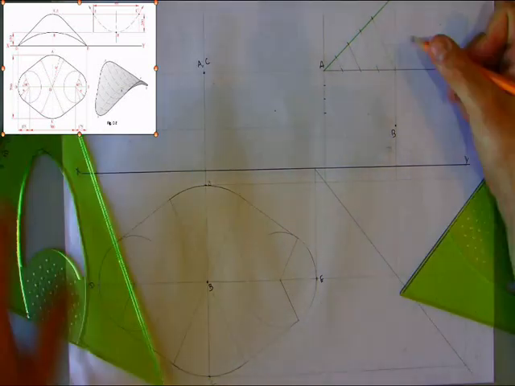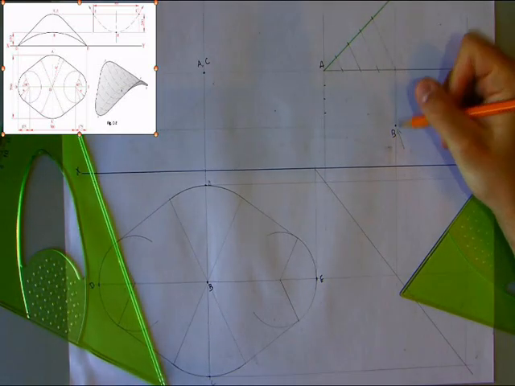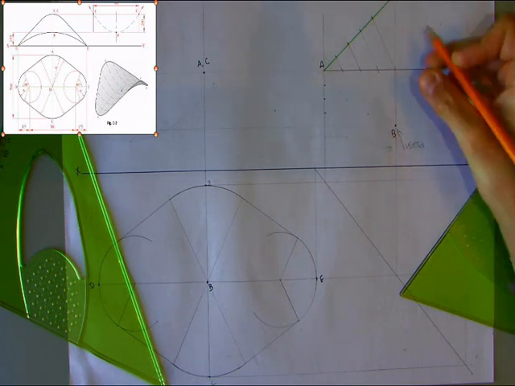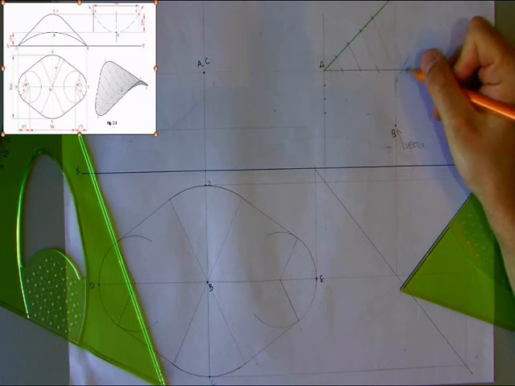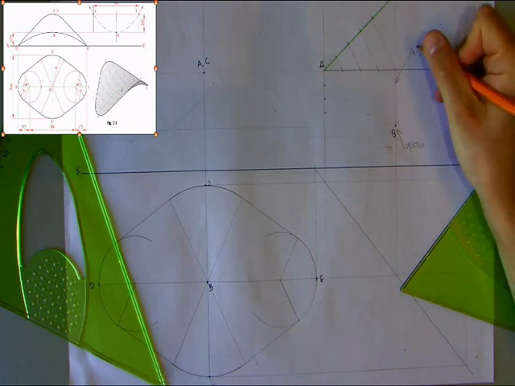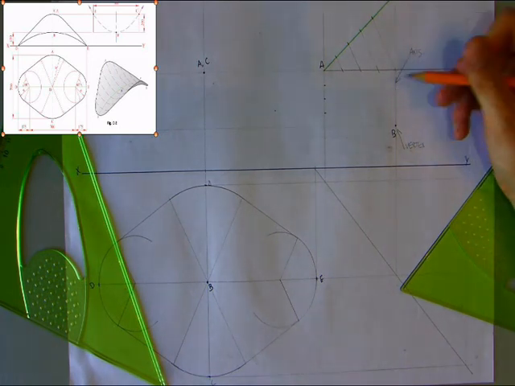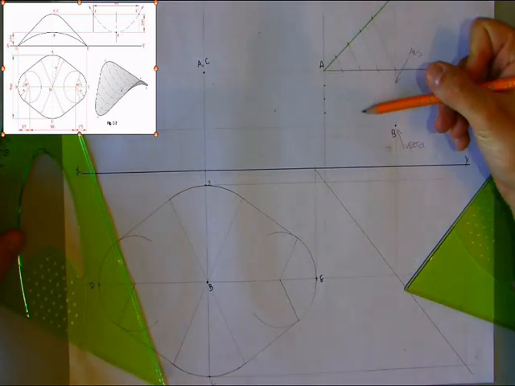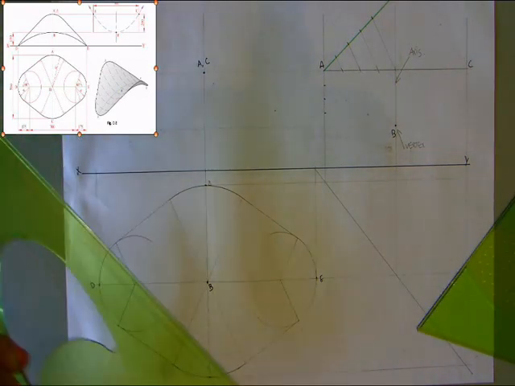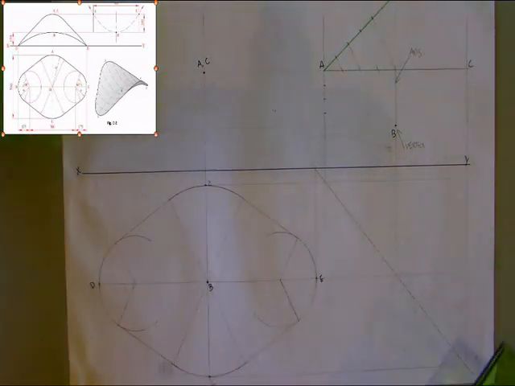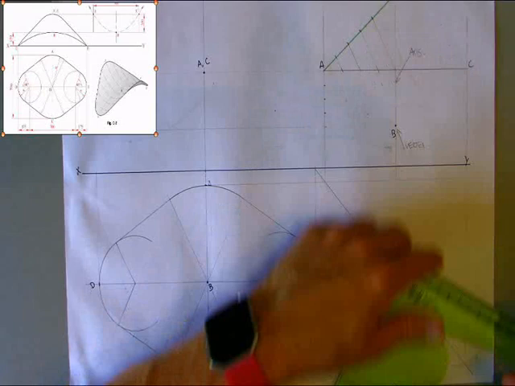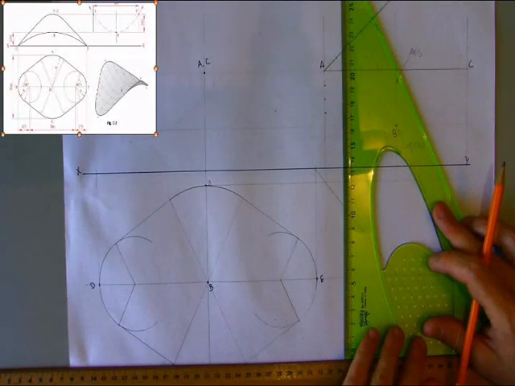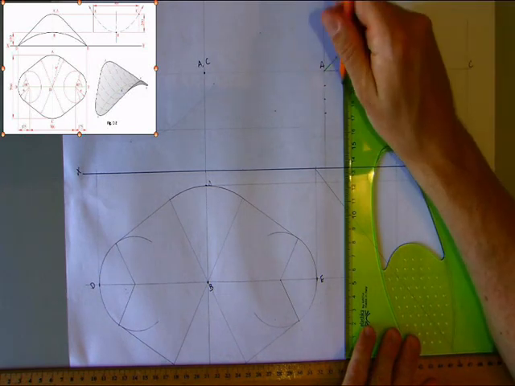Now, on this we have B, which is our vertex. And this line is our axis, and that is our symmetry line. So it's going to be a mirror image. The parabola starts at A, lands at B, and then continues on to C. Once we've identified the axis, we know that we have to draw lines parallel to the axis. So these divisions here are going to be parallel to the axis.